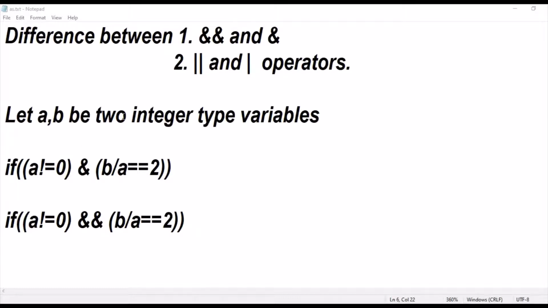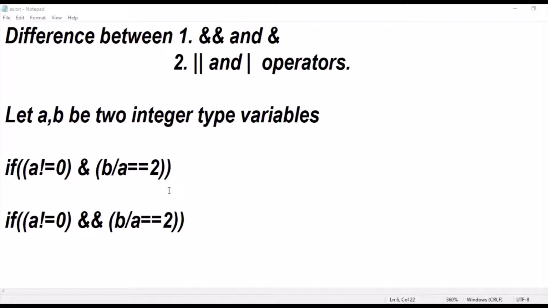Let a and b be two integer type variables. I have not written this in code form in Eclipse, so let's not consider that. I have written it over here to explain to you. Assume there are integer type variables a and b, and it is written over here: if a != 0 and b / a == 2.